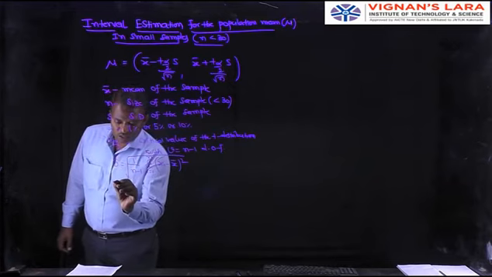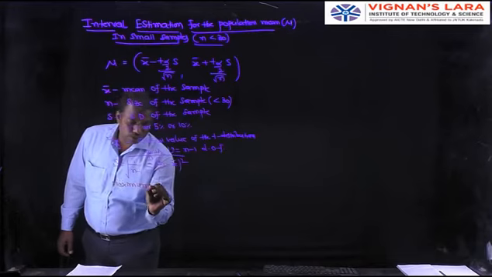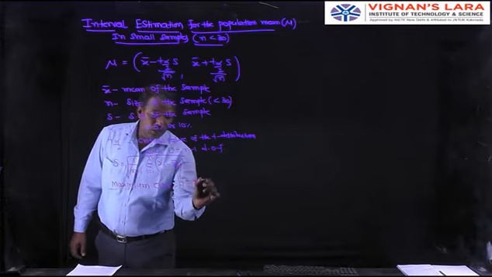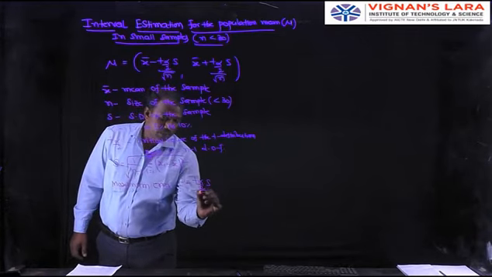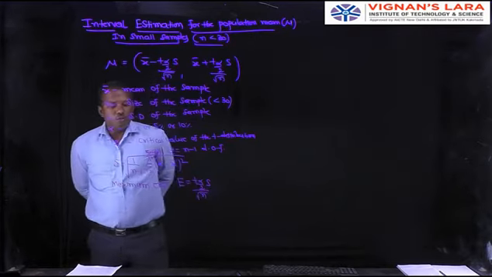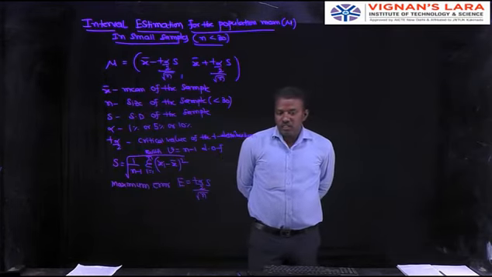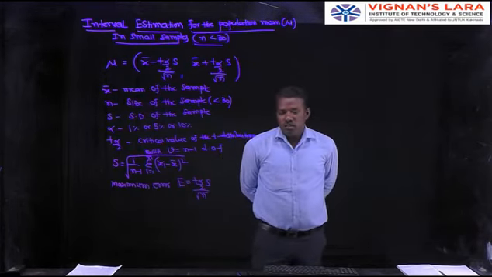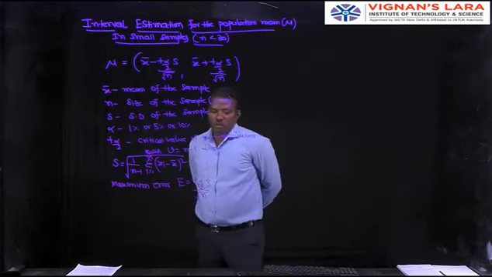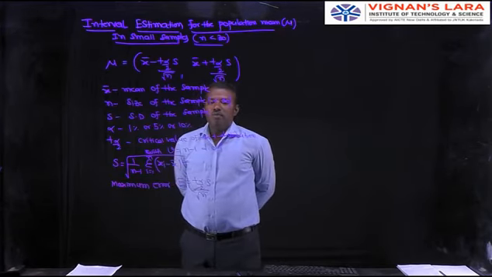Here the maximum error E is equal to T alpha by 2 into S by root n. Maximum error E of estimating the sample mean in small samples is E equal to T alpha by 2 into S by root n. That is the maximum error formula. In large samples, the maximum error is Z alpha by 2 into sigma by root n.